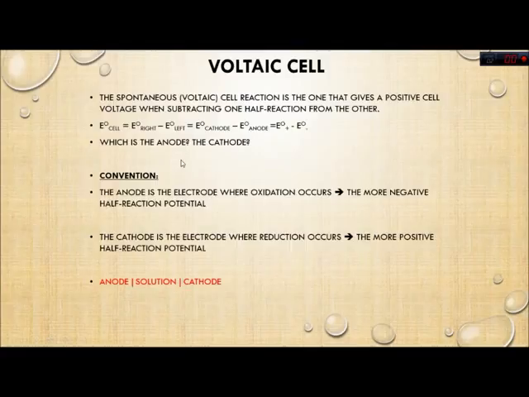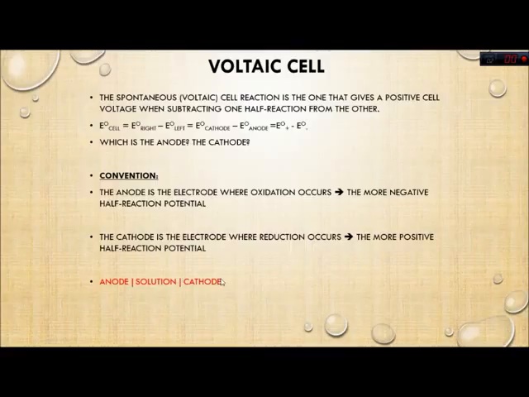Now how can you know which one is cathode and which one is anode? We can't say that the left hand side is always the anode or the right hand side is always the cathode. So there are some general conventions. The anode is the electrode where oxidation occurs. You need to remember that the part of the cell where oxidation occurs is always the anode. That means the more negative half reaction potential. And the cathode is the electrode where reduction occurs. That means the more positive half reaction potential.